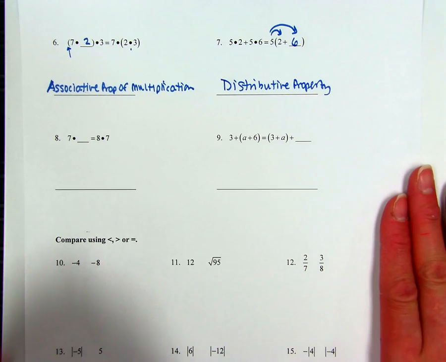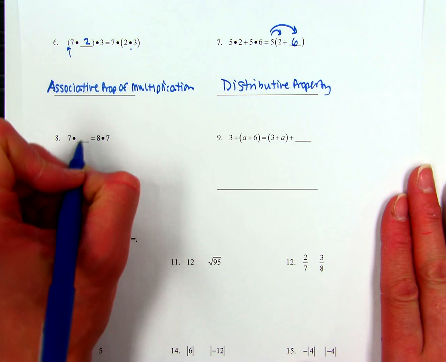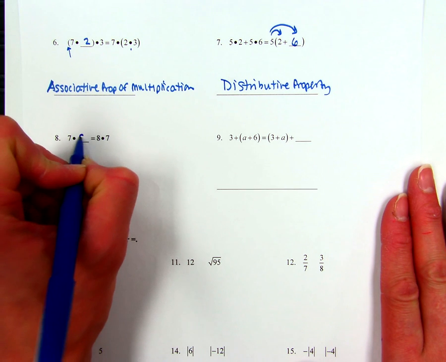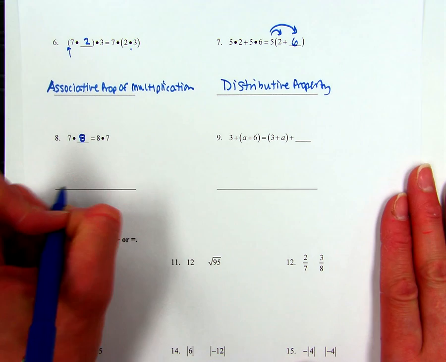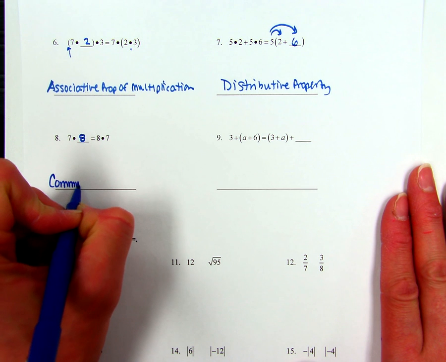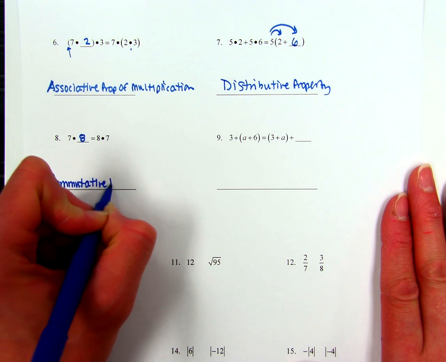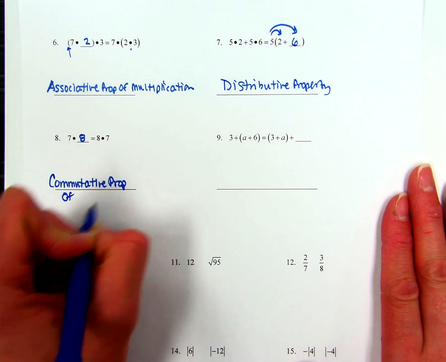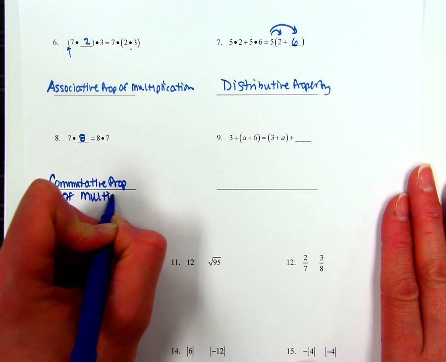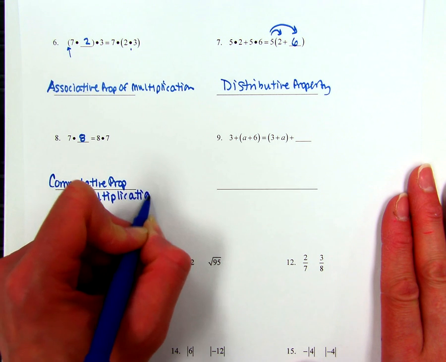All right, 2 more like that. So 7 times something is equal to 8 times 7, so the missing number must be 8. Right? This is different order, so it's commutative property of, and since these are being multiplied, we'll call it commutative property of multiplication.